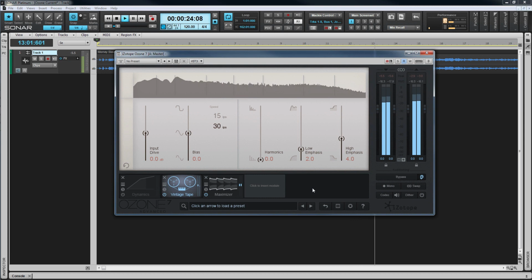Input gain changes the level of the signal prior to the emulation process. Increasing this increases the amount of saturation, but the level of saturation achieved is also dependent on the source material and the bias setting.